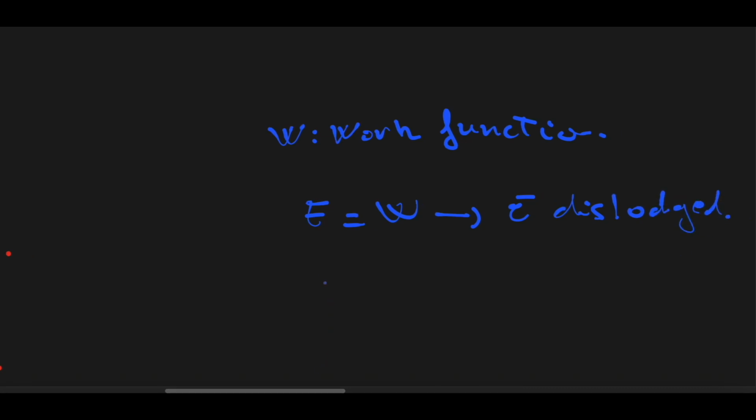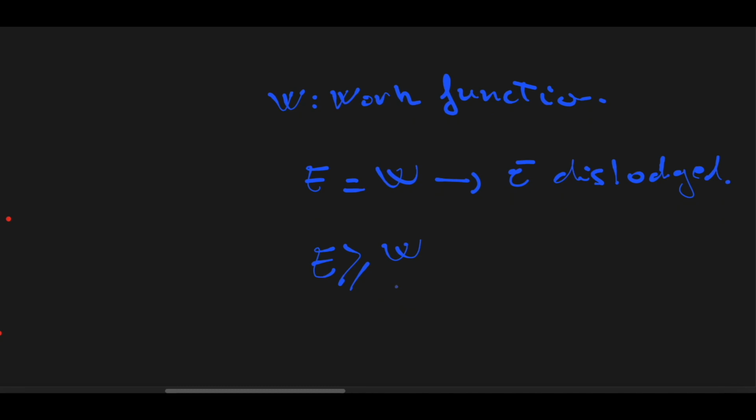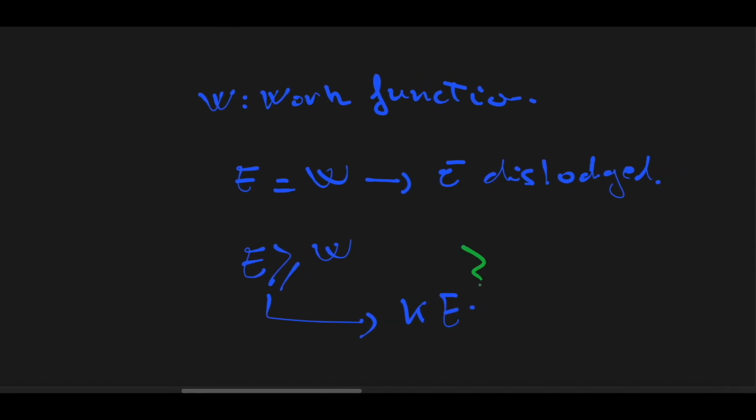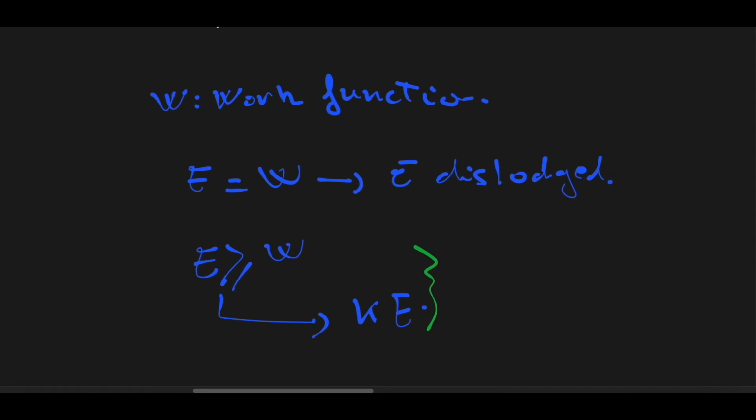Now, if the energy is high enough, higher than the work function, the electrons will be released from this plate, and the excess of this energy will be converted to kinetic energy. And we can summarize this phenomenon with this expression.